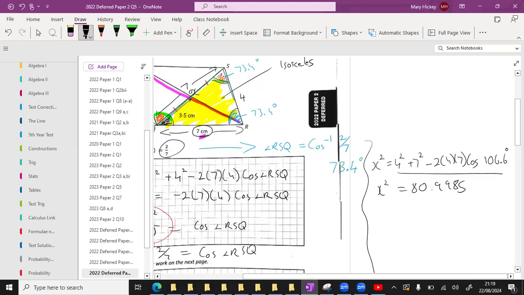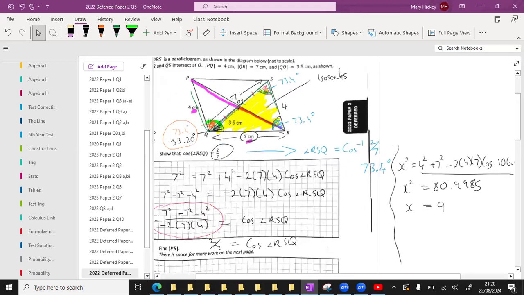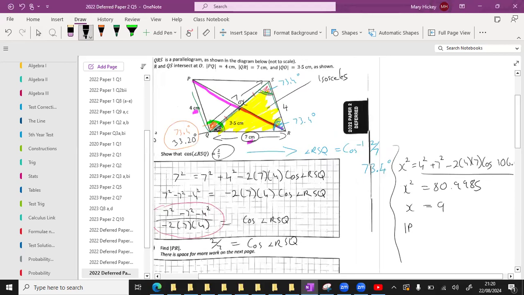Now that is giving me, so x squared is 80.9985, and there's a bit going on here. I get the square root of that, and it gives me 8.999, which would be 9. You know what I mean? Because it's a kind of an obvious 8.999. It's because of the rounding. So I know that the distance from P to R is in fact 9 centimeters, and we're done.